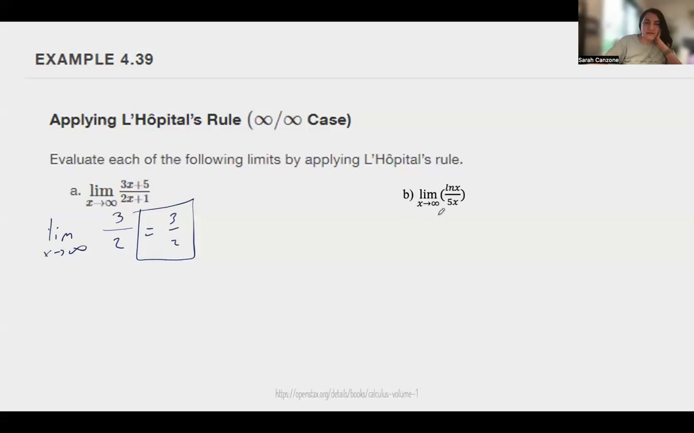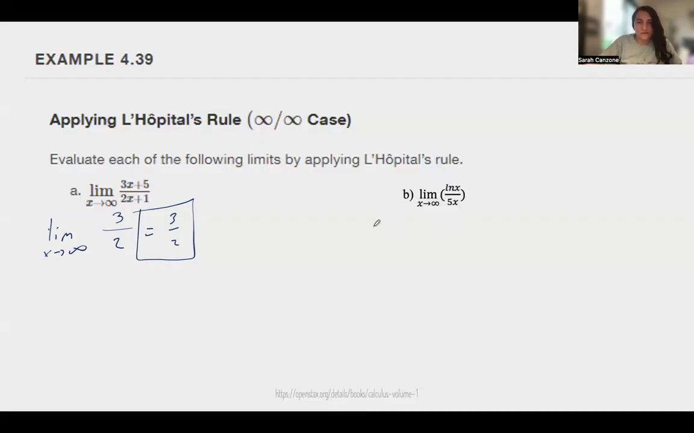Look at the limit. The limit as x approaches infinity of the natural log of x over 5x. Well, the natural log of infinity is infinity, and 5 times infinity is infinity. So you have infinity over infinity, which is indeterminate form.